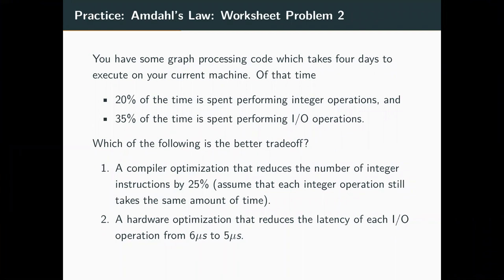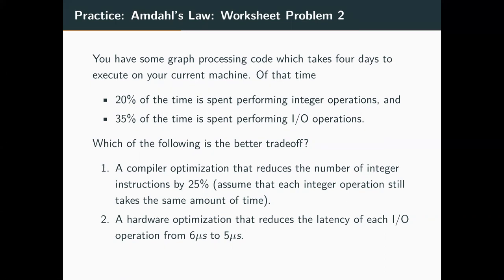So we have another worksheet problem. This one is a comparison. We have two different options, and we're going to use Amdahl's law to determine which one is the better trade-off. We have some graph processing code, and we have information about the instruction mix and the time spent on each type of instruction.